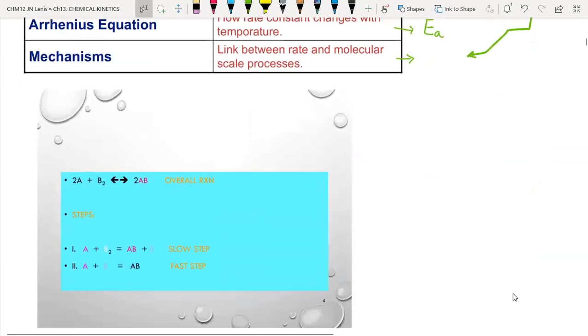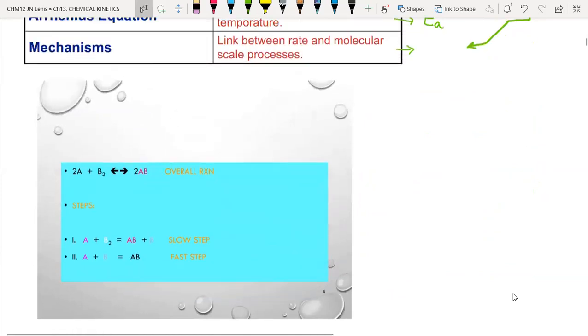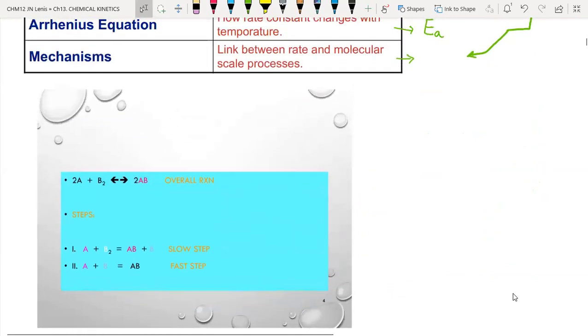Let's start with the reaction. All right. This is one example. I've been mentioning reaction mechanisms, and this is one example of a reaction mechanism. Here, the first one shows an overall equation. It's a generic one. You see 2A reacting with 1 B2 in a reversible reaction to form 2AB. And we call that the overall reaction.